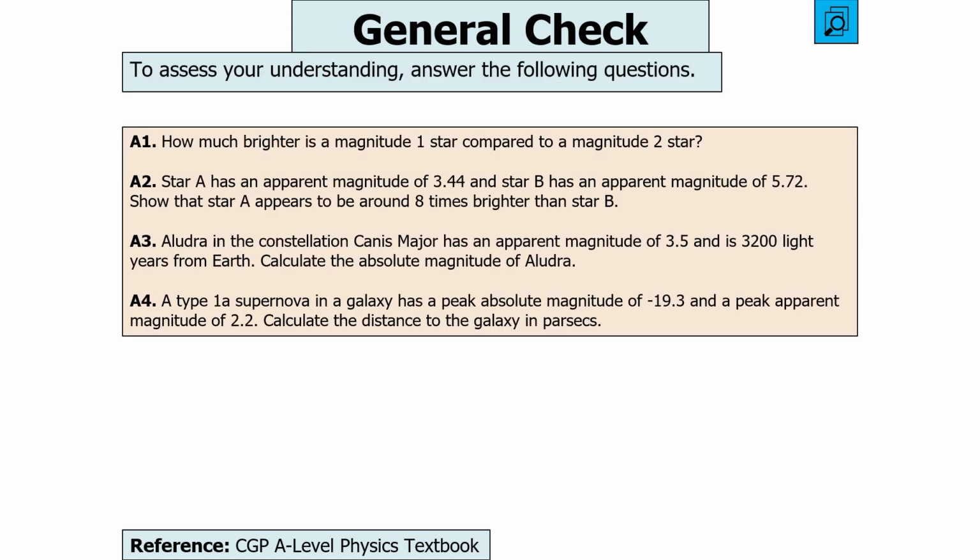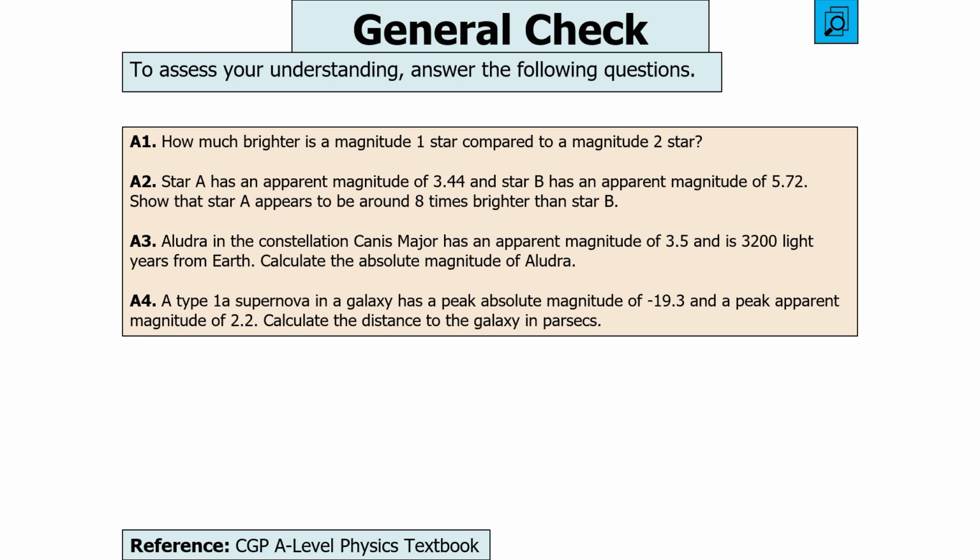The next question says, how much brighter is a magnitude 1 star compared to a magnitude 2 star? Then star A has an apparent magnitude of 3.44 and star B has an apparent magnitude of 5.72. Show that star A appears to be around 8 times brighter than star B.